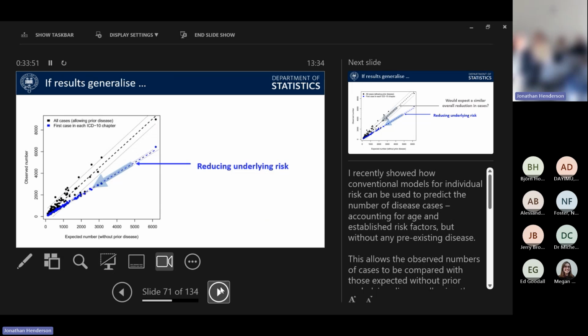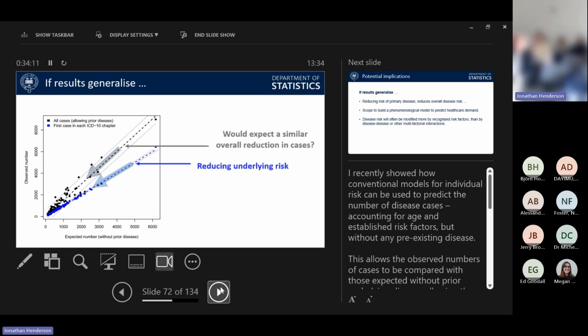So if these results were to generalize, then what you can infer is if you just reduce the underlying risk of disease through changes in lifestyle, so you follow the advice from conventional epidemiological studies, that will pull down the number of diseases you'll observe. And we might also expect to pull down the overall total number of cases occurring even in the more complex situation where people are not healthy at the start.